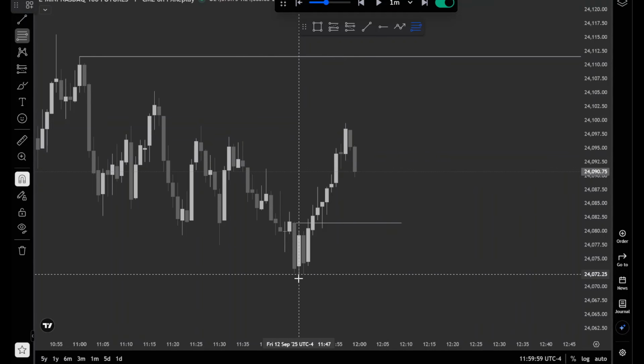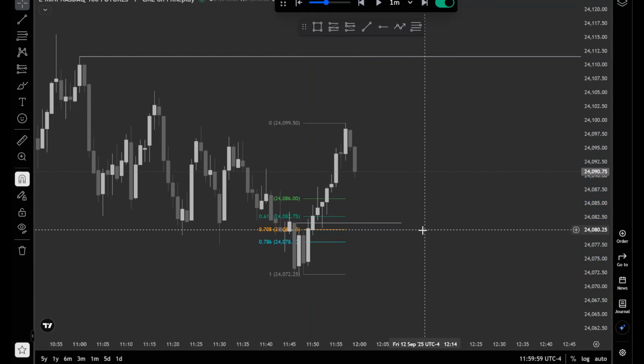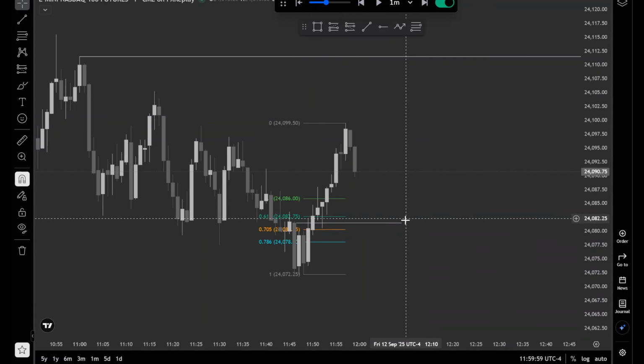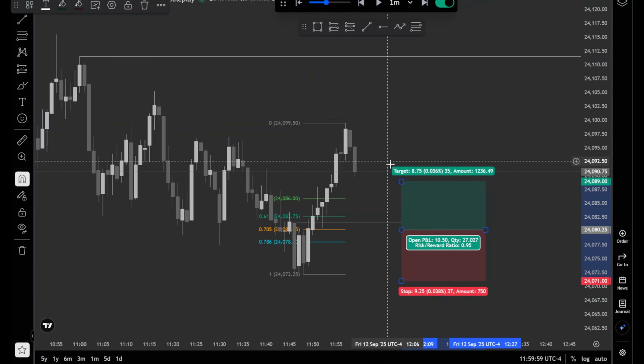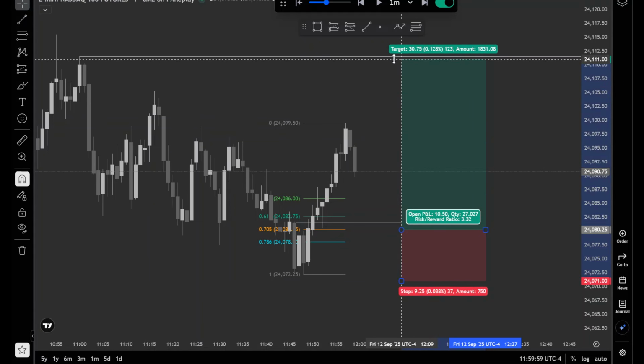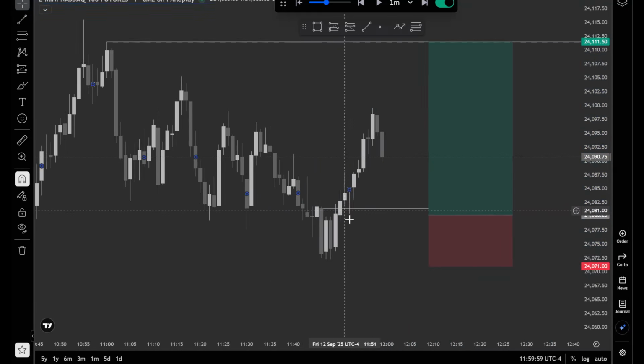Measure out OTE. I'd say we go with, definitely not, yeah, definitely the 0.705. I mean, this is pretty standard, right? This is basically an A plus setup. Can't get any better than this.